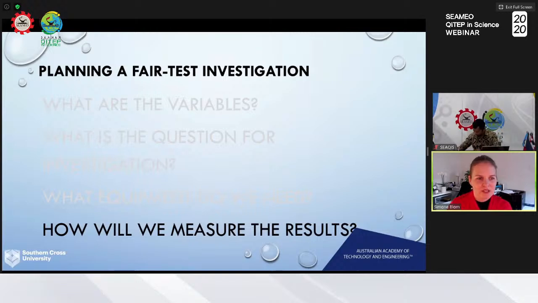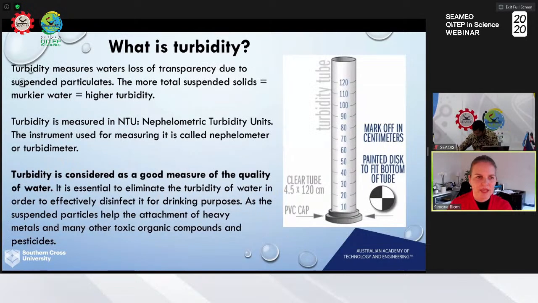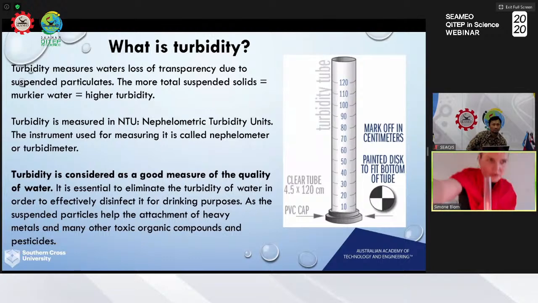Okay, so we've got our equipment sorted, and how will we measure the results? And that's what we need the turbidity tube for. Now, I've got a turbidity tube here. You can see it's got the marks along the side, so you can measure how clean your water is by looking down into the tube. If you look down like that, you'll see at the bottom, and I'm not sure if you'll be able to see it, but I'll try, there are some marks on the bottom. Those marks will disappear if the water is very dirty.